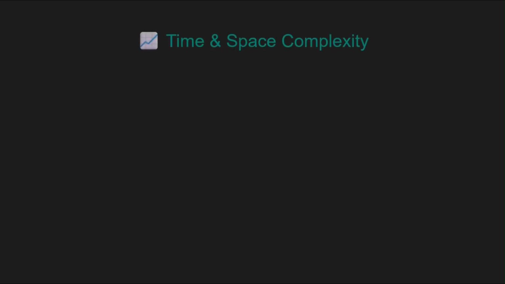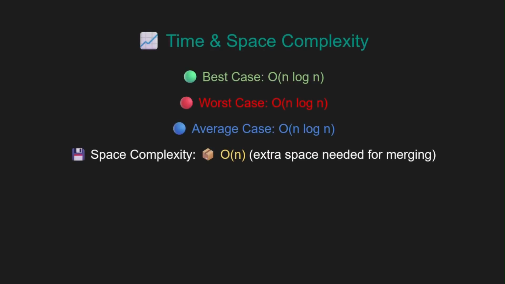So let's discuss the time and space complexity. Merge sort has a consistent n log n complexity in all cases, making it much better than bubble sort and insertion sort for larger datasets. However, it requires extra space, making it less efficient than quick sort in terms of space.